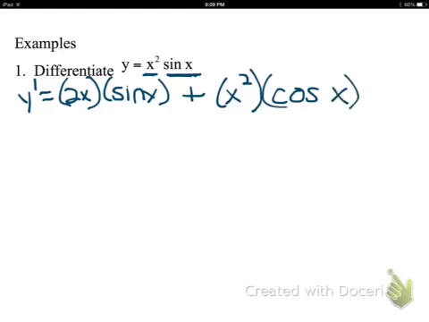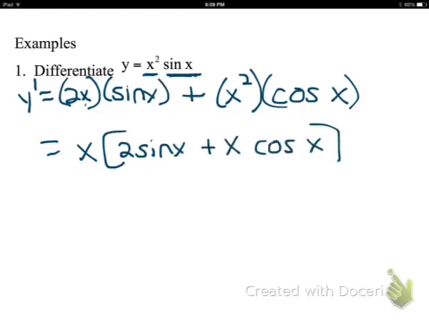So there's my answer. The only thing I could do is factor out an x, and I'd be left with 2 sine plus x cosine. Cannot multiply these two together. Remember, cosine of x is one quantity, x is another quantity. Okay, so it's really what we've been doing with the product rule and quotient rule, but now I'm just throwing in the actual trig function, so the derivative of sine, cosine, tangent, and so on.